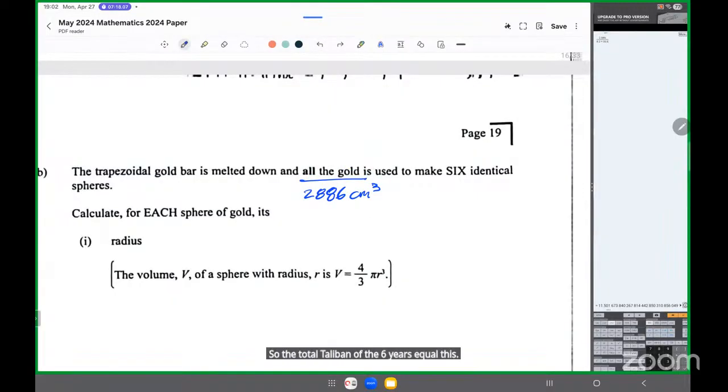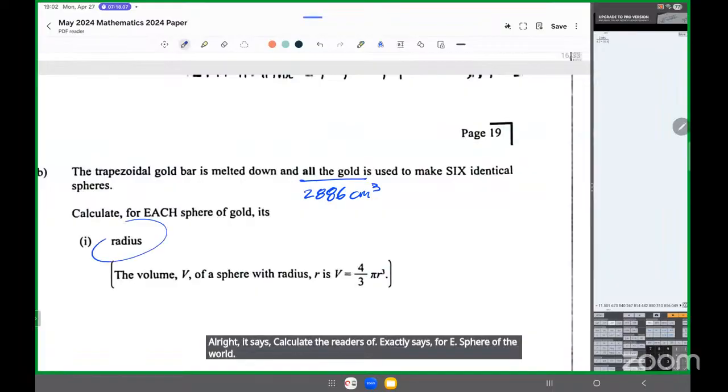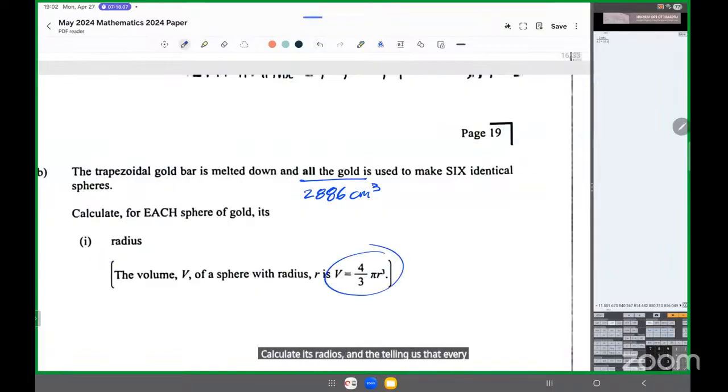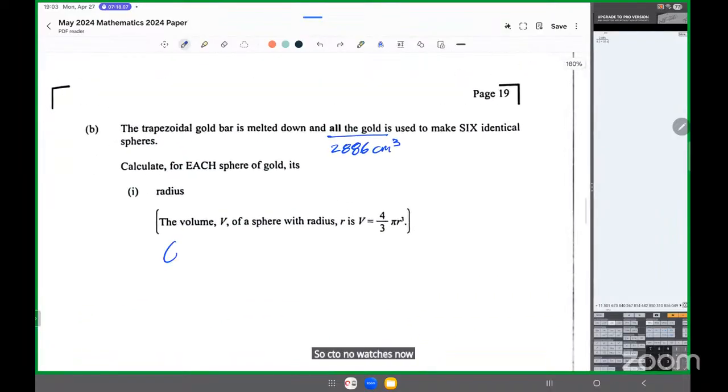It says for each sphere of gold, calculate its radius. And they're telling us the volume of a sphere is this. Watch this now. 6 times the volume of a sphere, the 6 spheres, is equal to the volume of the gold, 2886. Why can't I say that? 6 times the volume of one sphere.